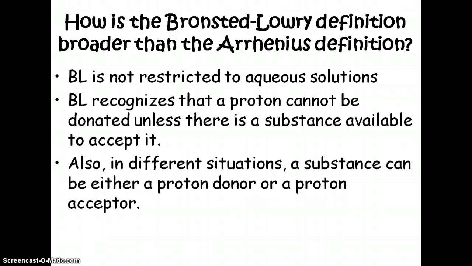Bronsted-Lowry also recognizes that a proton cannot be donated unless there's a substance available to accept it. So, according to Arrhenius's definition, an acid just made H pluses in water, but now we know, according to Bronsted-Lowry, that there has to be something there to accept it, even if that be a water molecule. Also, in different situations, a substance can be either a proton donor or a proton acceptor, according to the Bronsted-Lowry definition, which is more closely associated with how real chemical equilibria works.